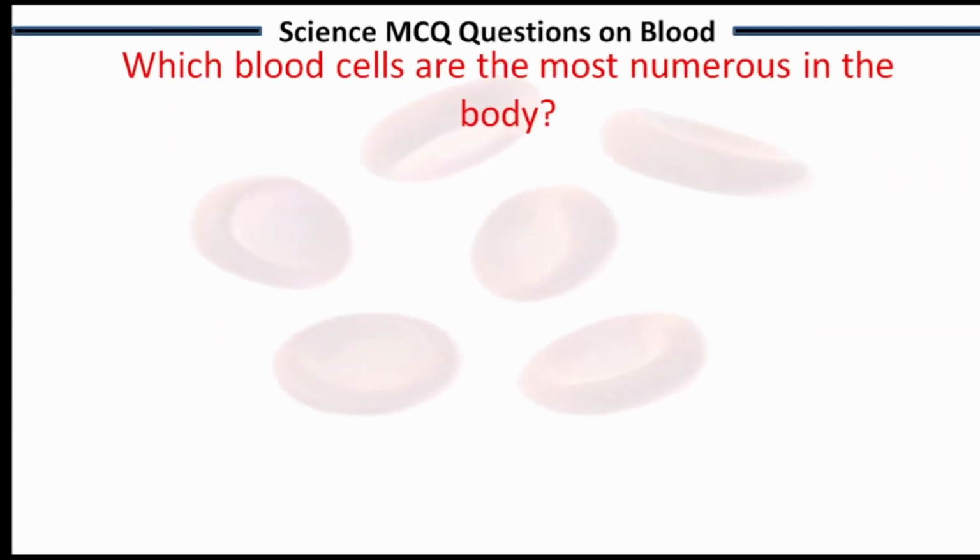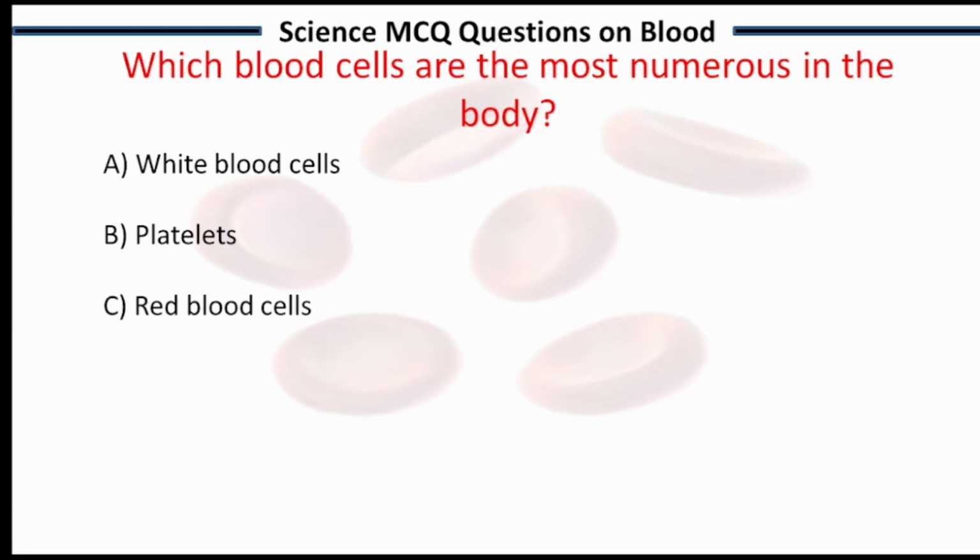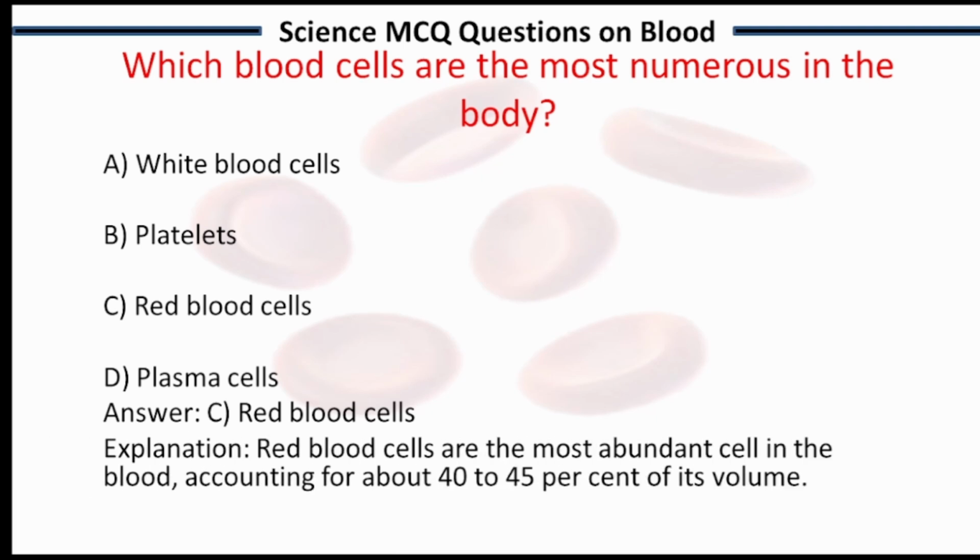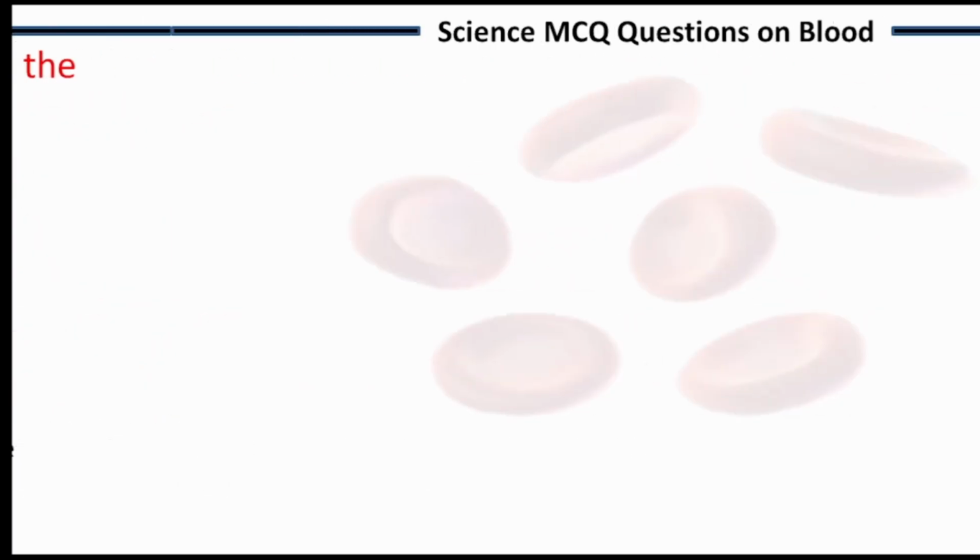Which blood cells are the most numerous in the body? A, white blood cells. B, platelets. C, red blood cells. D, plasma cells. Right answer is red blood cells. Red blood cells are the most abundant cell in the blood, accounting for about 40 to 45% of its volume.